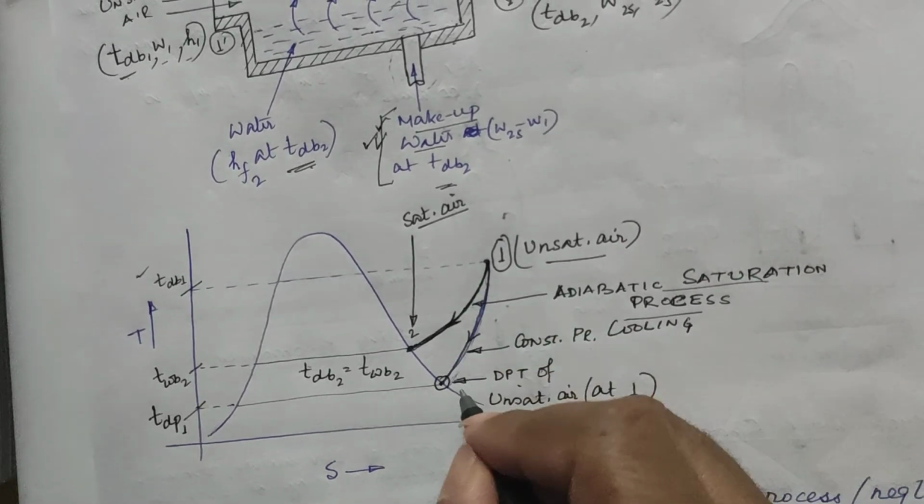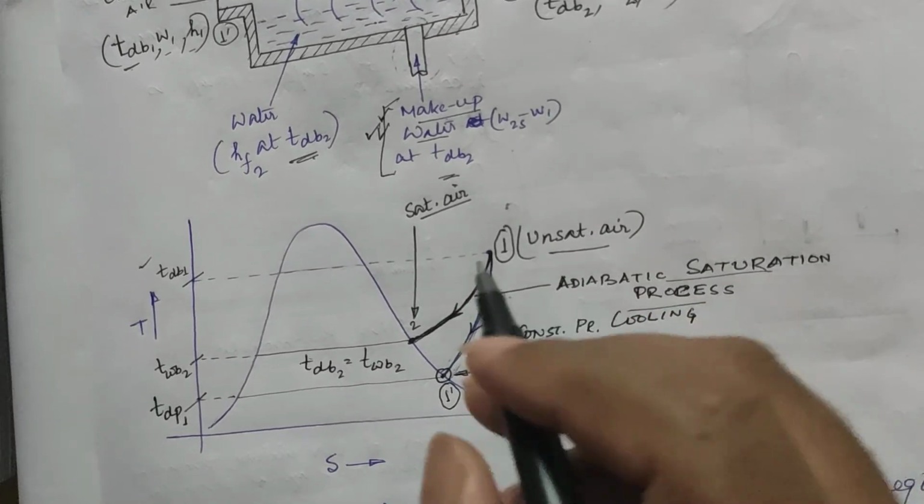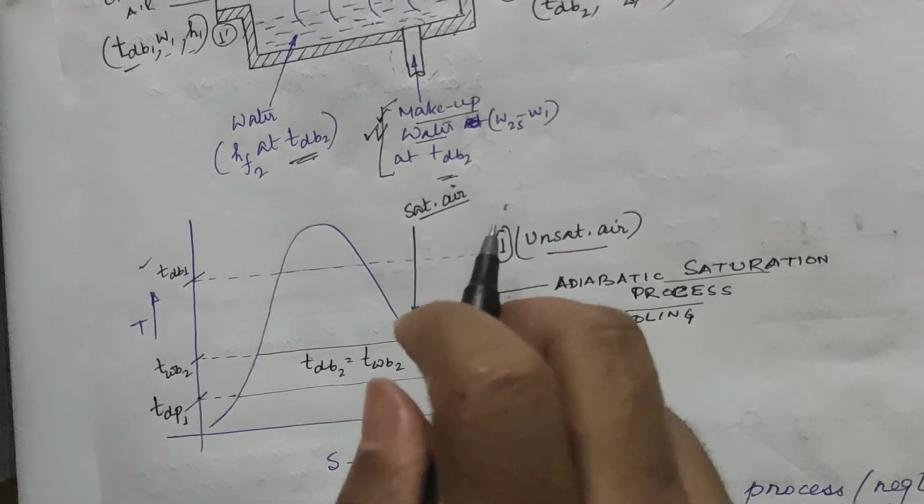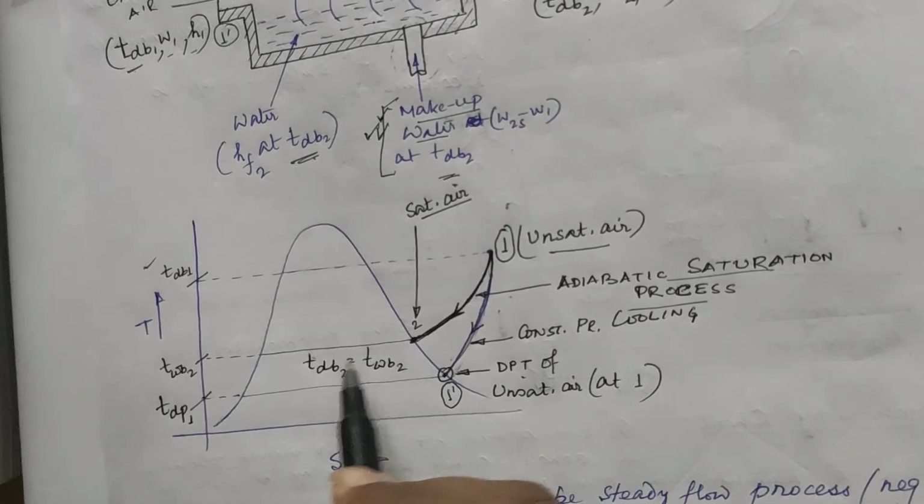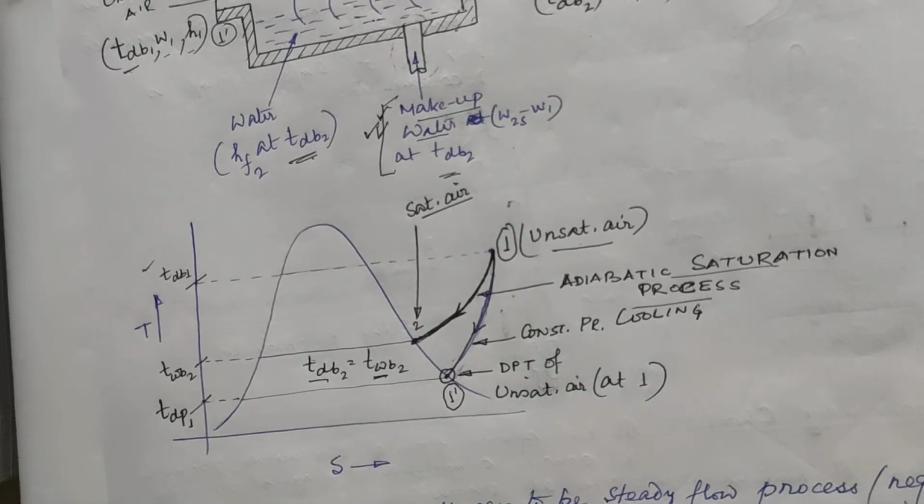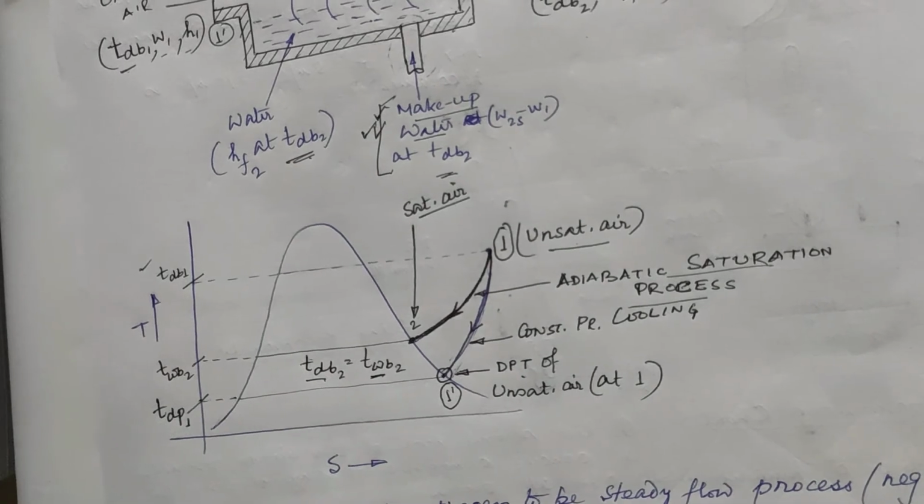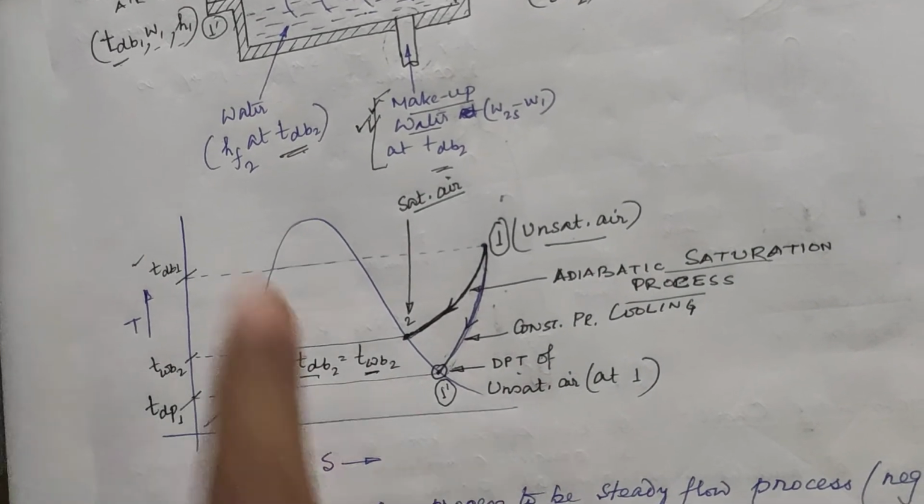So 1 to 1 dash denotes the constant pressure cooling process, and 1 to 2 denotes the adiabatic saturation process. At this point 2, the temperature of the water TdB2 will be equal to the wet bulb temperature of the unsaturated air. Now from this diagram we can find out the specific humidity of the inlet air, that is W1.